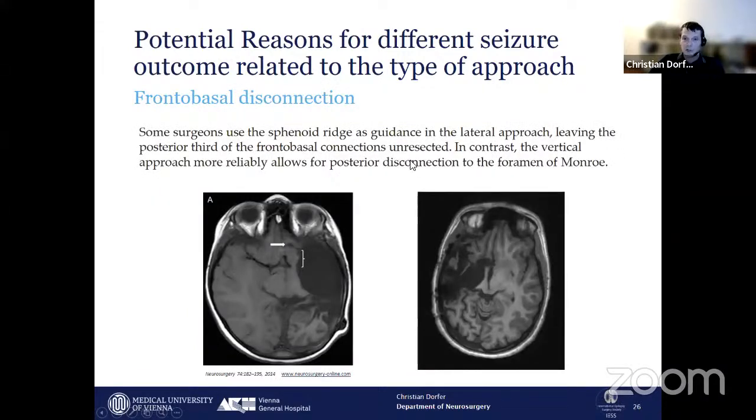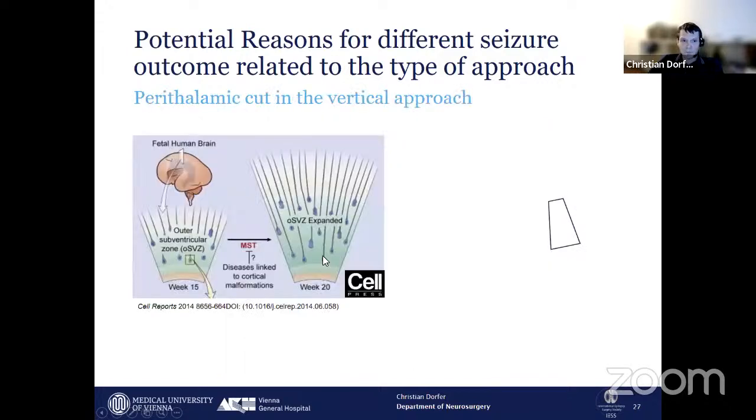And then, as Marek already outlined, fronto-basal disconnection. So for the lateral approaches, some surgeons use the sphenoid ridge as a guidance, and then here, the posterior part of the fronto-basal gyri may be incompletely disconnected. For the vertical approach, this is not an issue.